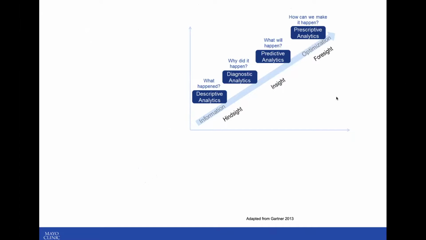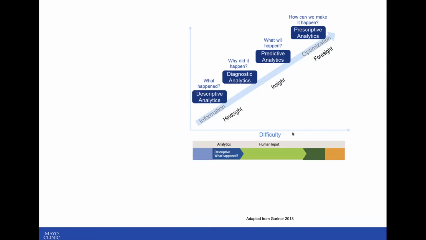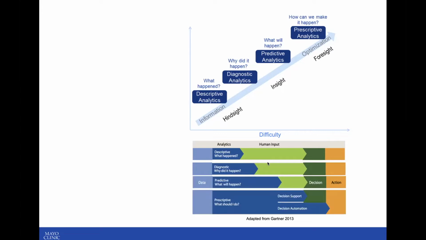You can view this from different angles, each axis separately. The x-axis is difficulty, and this is related to human involvement. As you go up, the human involvement decreases. At the top level, prescriptive analytics, we may achieve full automation, but we still need a human for the actions.